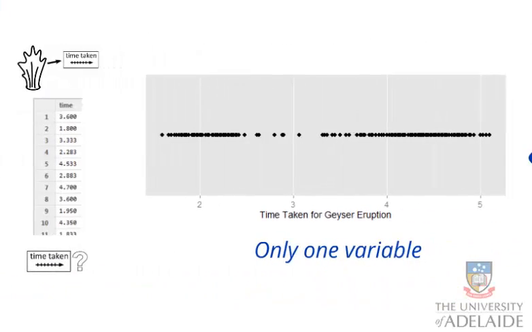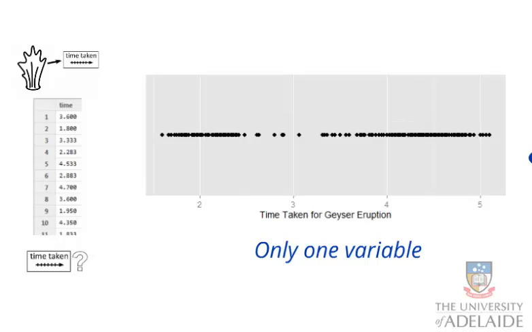So one more scatter plot. What if you've only got one variable? We've got one variable which is just the time taken for a geyser eruption. This data is for the Old Faithful geyser in Yellowstone National Park, and as the geyser erupts we record how long the eruption takes, and then next time we record how long that eruption takes, and so on.